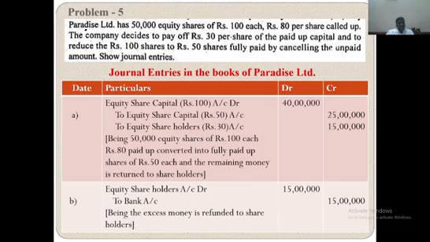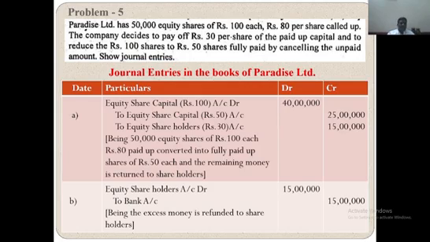So the necessary journal entry. First, how many shares? Total 50,000 shares. 50,000 into 100, 50 lakhs. But 50,000 equity shares at the rate of rupees 80 per share, 40 lakh, debited to equity share capital account. To equity share capital 50 into 50,000, 50 into 50, 25 lakhs.